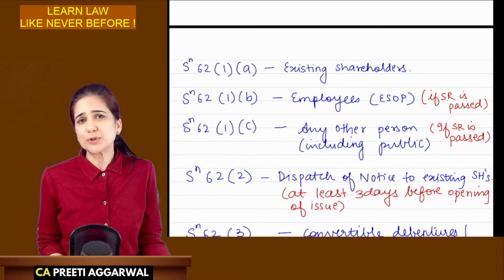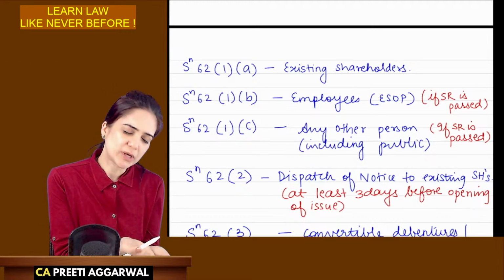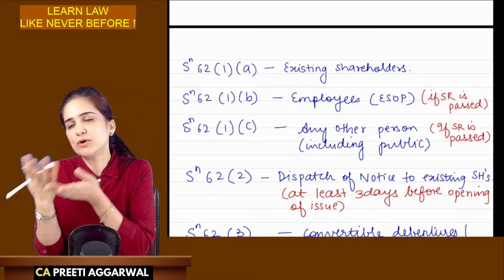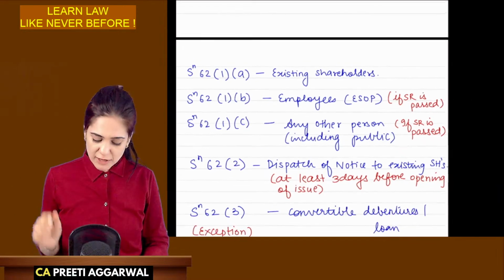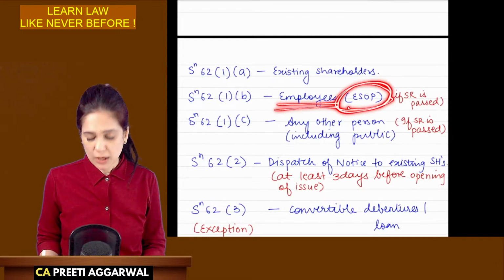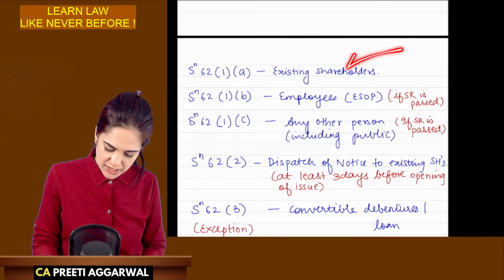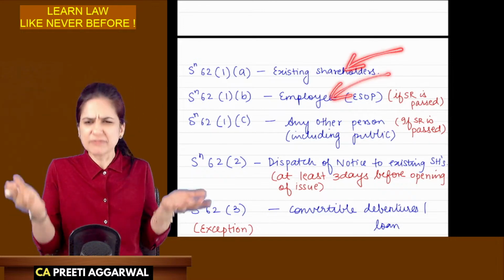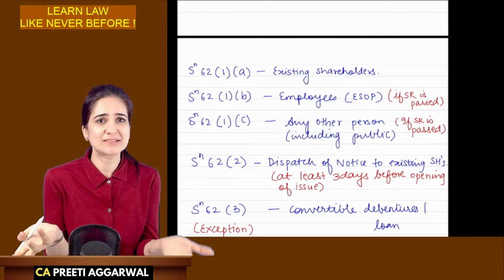But we don't want to do that. Again and again, we don't want to first offer to existing shareholders, then go for ESOP. So law says, let's do an idea. If you want to issue further shares to employees under ESOP, law says don't forget the sequence. First offer the shares to the existing shareholders, then to employees. But why? These are ESOPs. They have no connection with the existing shareholders.